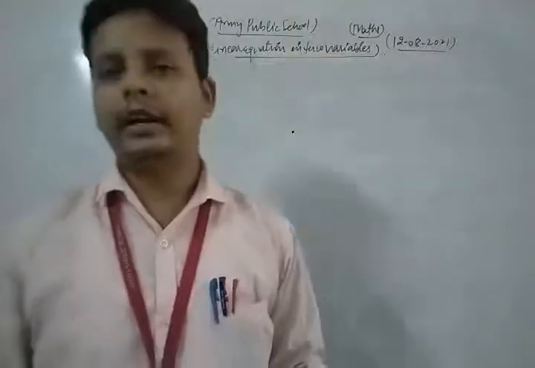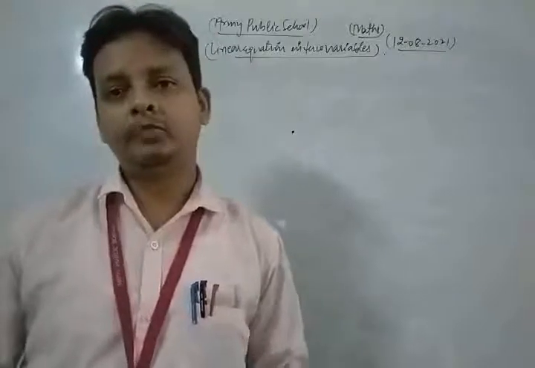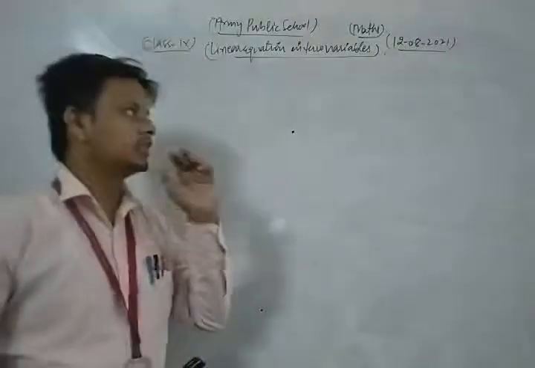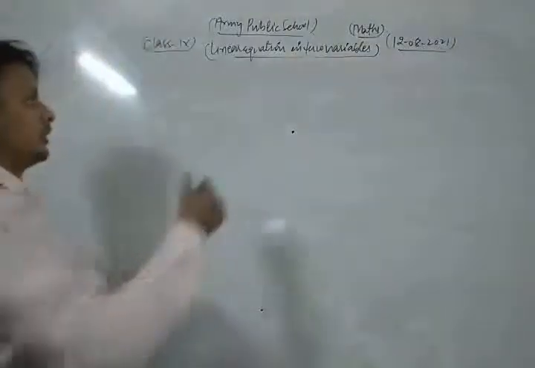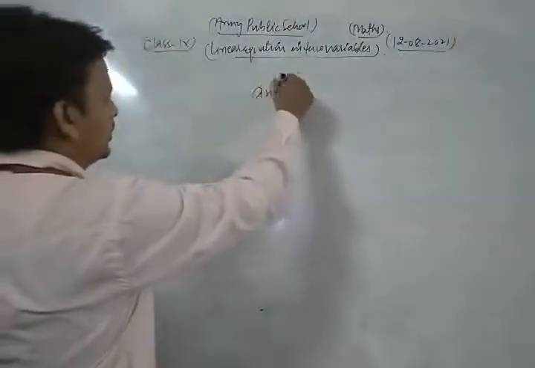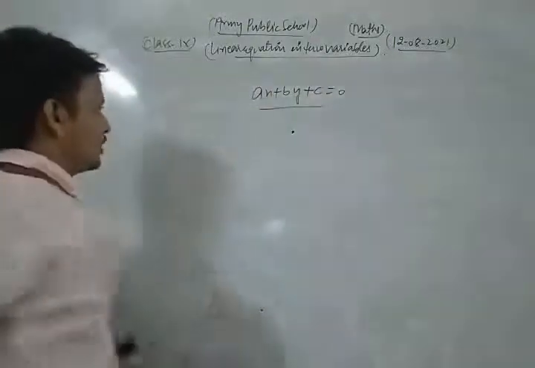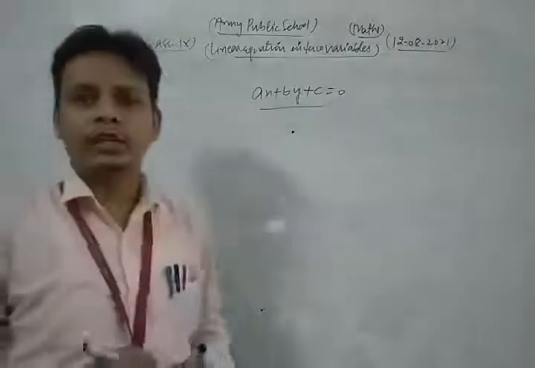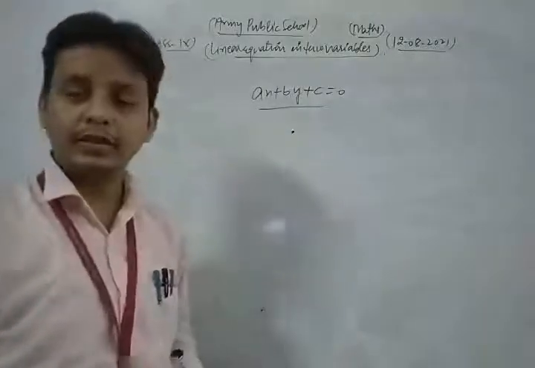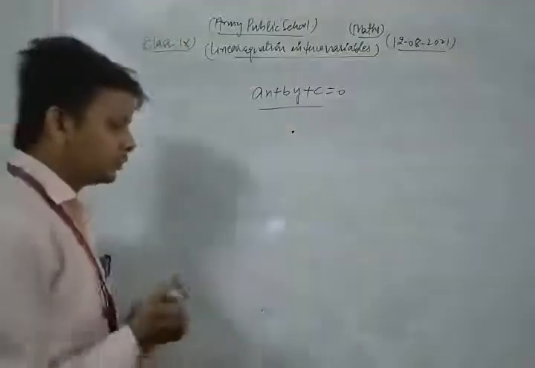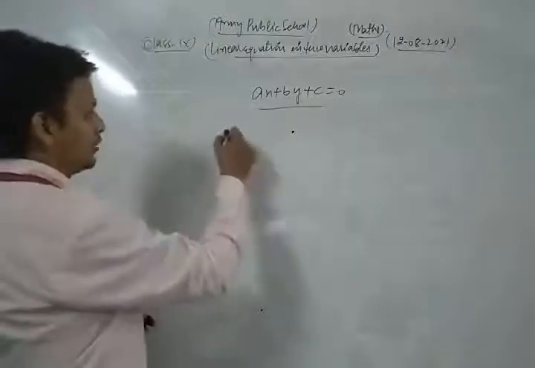So in the previous class we discussed that chapter, and we discussed the concept of the general form of a linear equation. You know that the general form of a linear equation in two variables is ax plus by plus c is equal to 0, and we also solved some important questions based on this topic, as well as problems based on the solution of a linear equation.